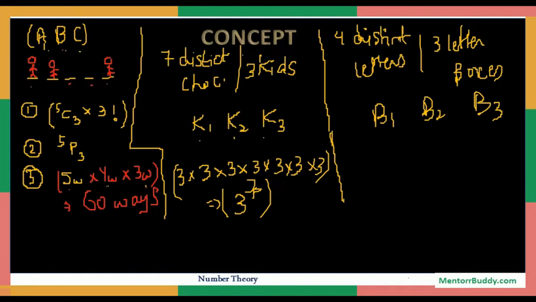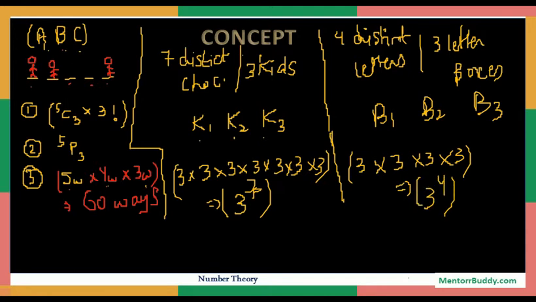So the question says, in how many ways 4 distinct letters can go in 3 letter boxes. So the first letter will be having how many options? 3 options. It can go in either of the boxes. Second letter is having how many options? Again 3 options. Third letter, how many options? 3 options. Fourth letter, how many options? Again 3 options. So this can be written directly as 3 to the power 4. That's the correct answer.